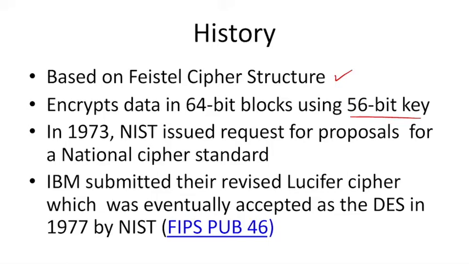So how did DES become the standard? Well, in 1973, the National Institute of Standards and Technology thought that we have so many block ciphers around and we need to select one that can serve as the standard for important applications such as banking and ATMs. So they issued a request for proposals for a national cipher standard. Then there were many submissions, one of which was the Lucifer cipher developed by the same team at IBM who developed the Feistel cipher structure.